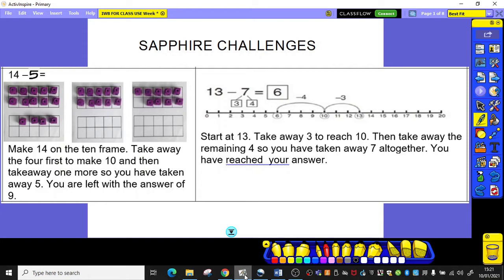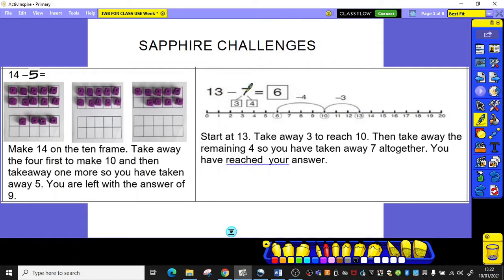Just worth considering bridging through 10 when you are subtracting. For example, if I look over here, I've got 14 subtract 5. One way to do that is, if I make 14 on these 10 squares, you can see 10 cubes, and then I've got another 4 cubes, giving me 14. If effectively I take away my 4 first of all, takes me to 10, then I subtract 1 more and I'm left with 9. A similar approach here on the number line with bridging through 10.